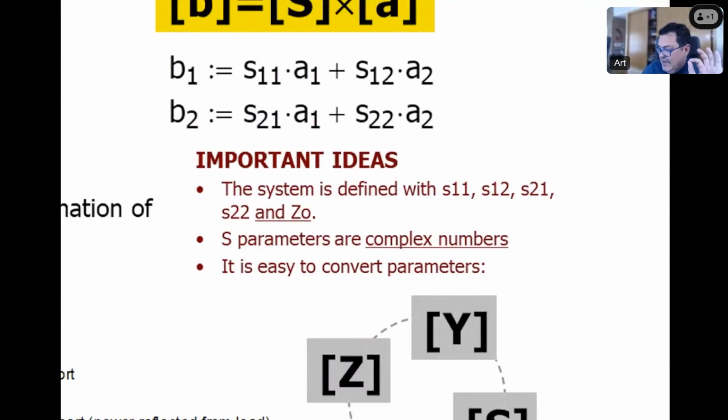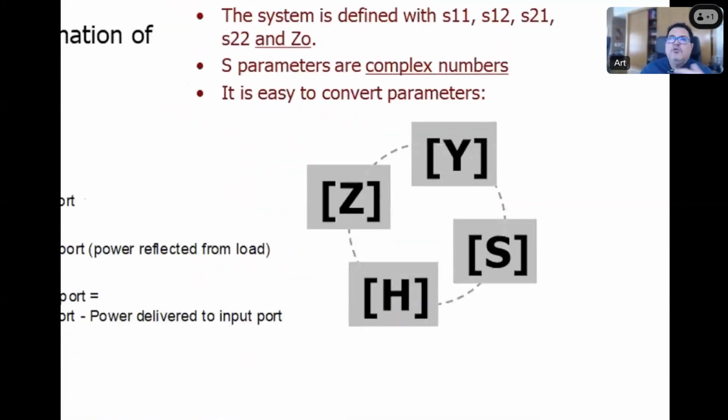I repeat that this reference impedance is usually 50 ohms. These S parameters, like the other parameters, are complex numbers. You have module and phase, and it's very easy. Usually you can do this easily by computer, with any simulator, especially if they are for radio frequency analysis, you can calculate one parameter from the other.